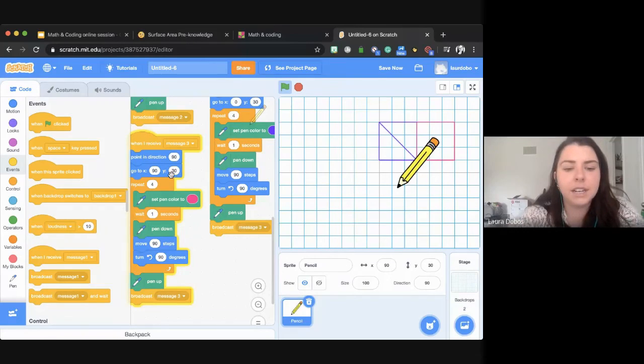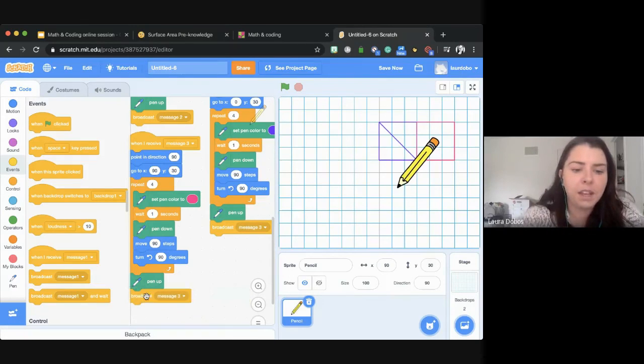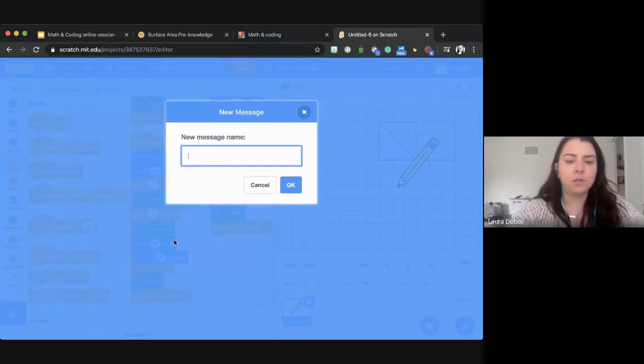Oh, see how it continues going? It's because at the bottom of this one, I'm broadcasting message 3. Message 3 activates this piece of code. So if you don't either take this off or switch it, it'll just continue going. You'll see now that I took it off, it stopped. We're going to switch out to message 4 though.